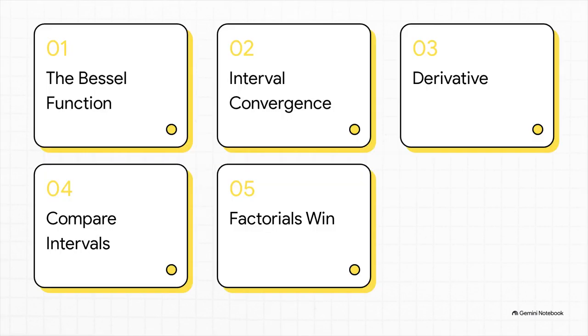Here is our incredibly logical, investigative roadmap for this exercise. 1. We'll meet the Bessel function. 2. We'll prove its interval of convergence. 3. We'll differentiate it term by term. 4. We'll compare those intervals. And 5. We'll see exactly why factorials always win.